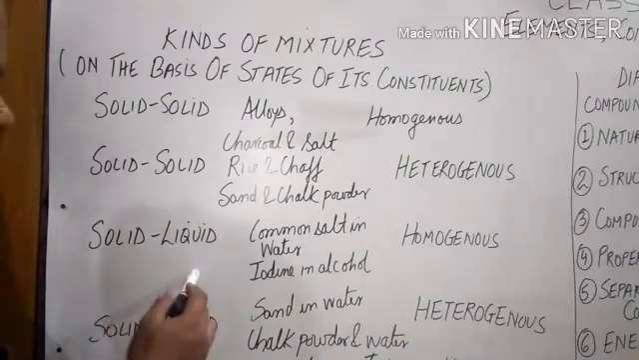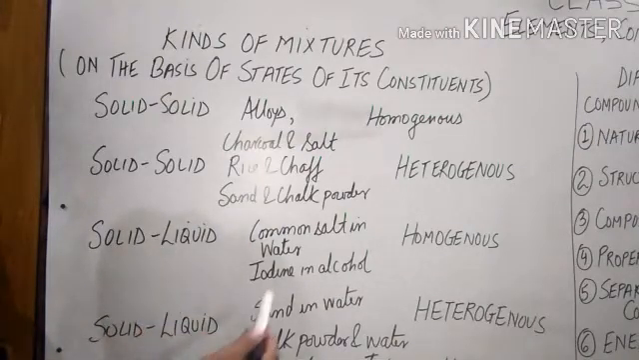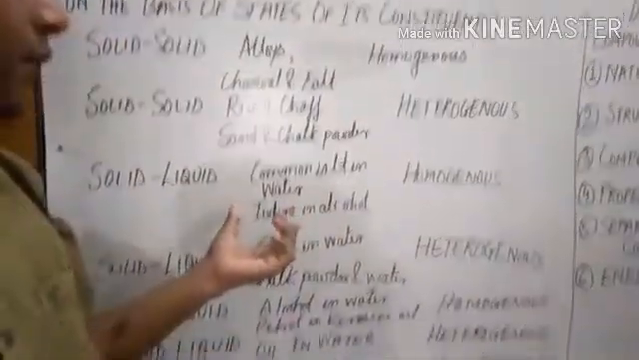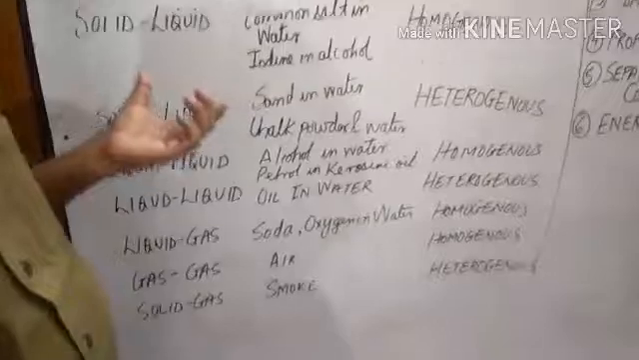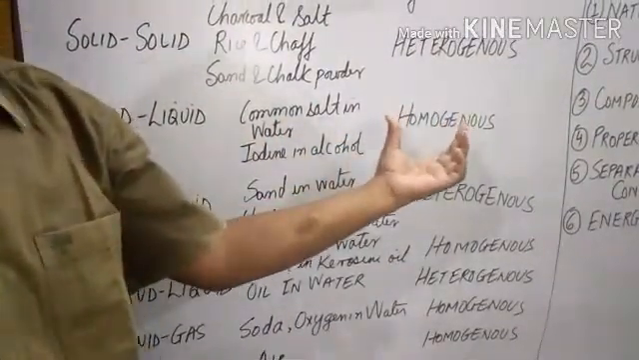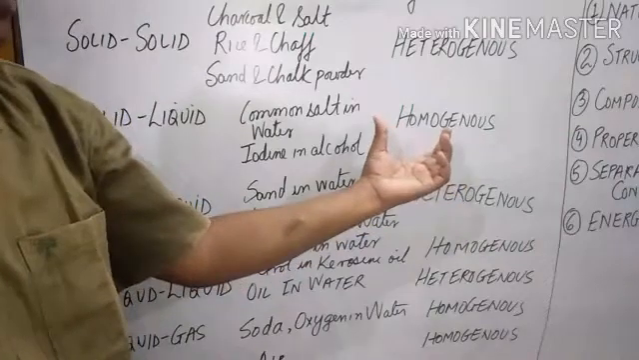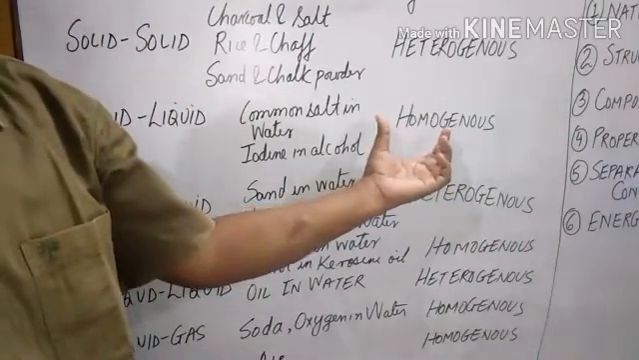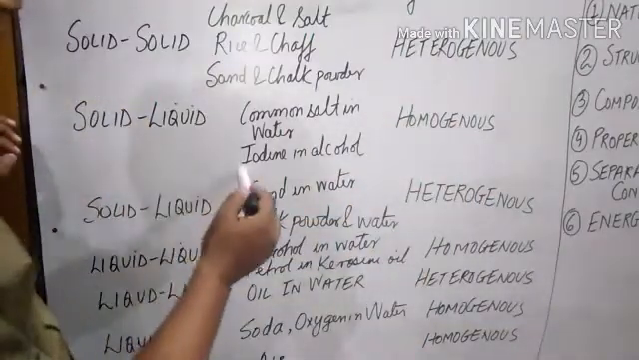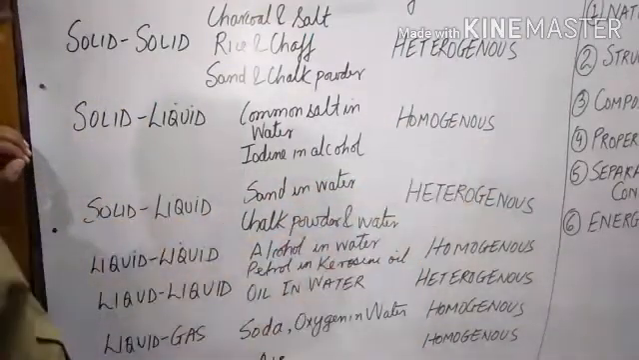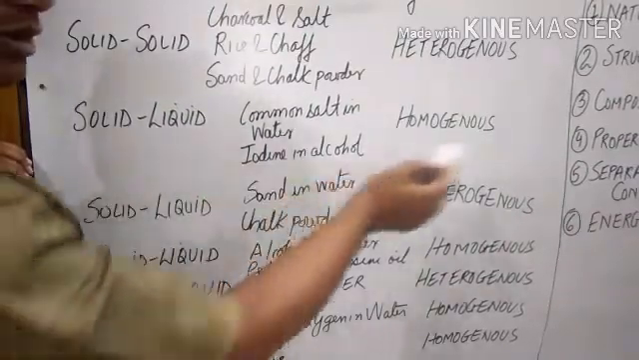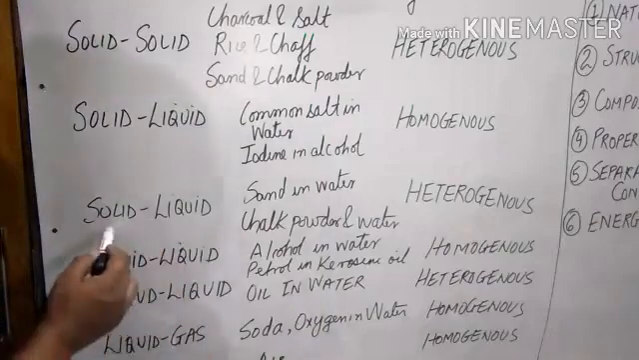Therefore it is a heterogeneous mixture. Then we have solid in liquid. The most common example is common salt in water, iodine in alcohol. Most of the solutions, my dear students, are homogeneous, that's right. Now we have iodine in alcohol, that is also homogeneous. So we have the state of the constituents, the examples, and then homogeneous or heterogeneous.